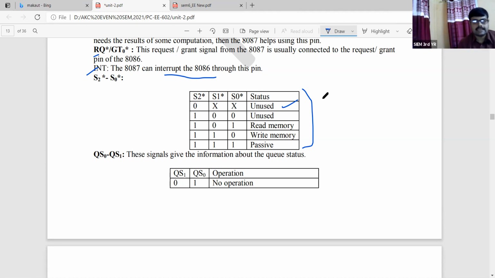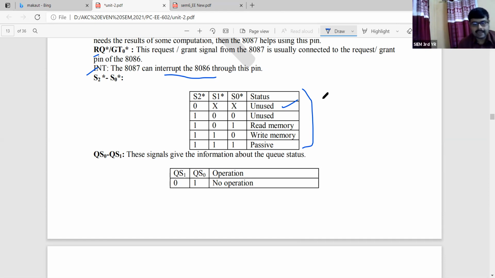Now the second case: S2 bar is 1, but S1 bar is 0 and S0 bar is 0. Then also that will be unused. So we are getting two unused statuses. First, whatever the status of S1 bar and S0 bar, if S2 bar equals 0, that is the unused one. And another condition for unused: if S2 bar equals 1, but S1 bar and S0 bar are 0, 0, then also that is the unused one.